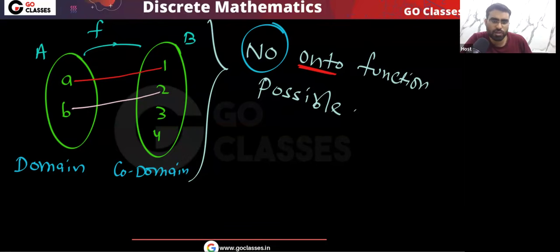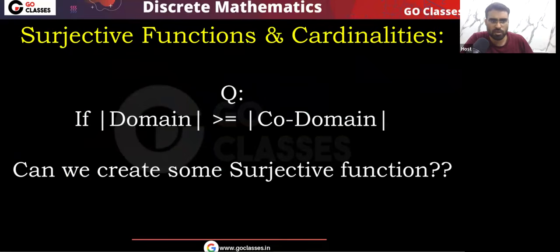These are very intuitive results. So will you ever forget these results? Please tell me. What about this question? Tell me the answer for this question. If domain cardinality is greater than or equal to codomain cardinality, can we create some surjective function? The answer is yes. In this case, you can create a surjective function.